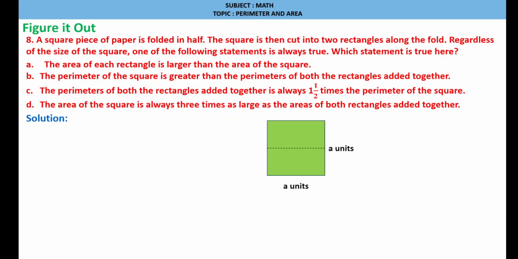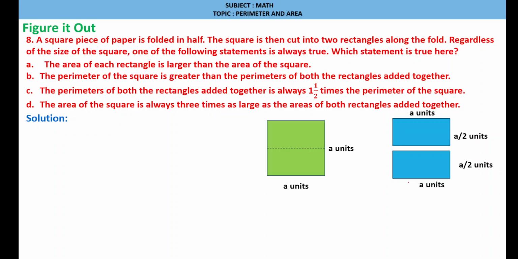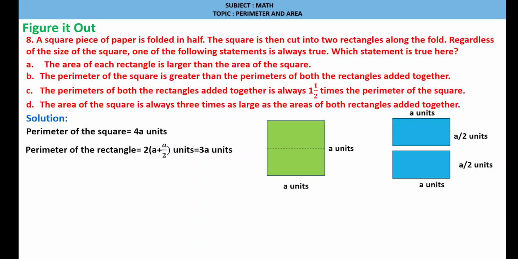Let us consider the side of the square piece as A units. When we cut it, the length of each rectangle will be A and the width will be A by 2. Now, the perimeter of the square is 4A units. The perimeter of each rectangle is 2 into (A plus A by 2), because length is A and breadth is A by 2, nothing but 3A units. And the perimeter of both the rectangles is 6A units.